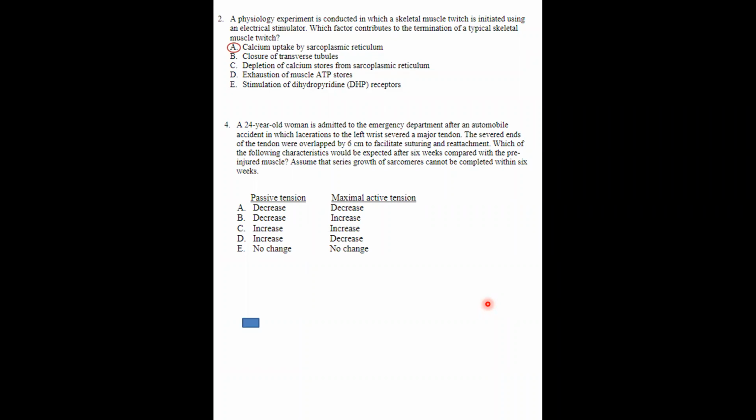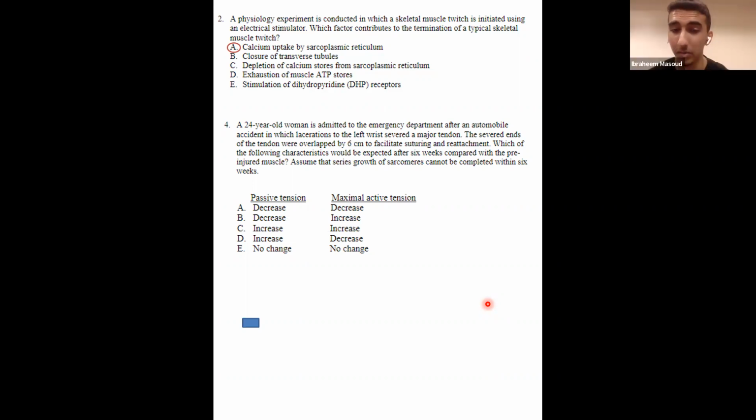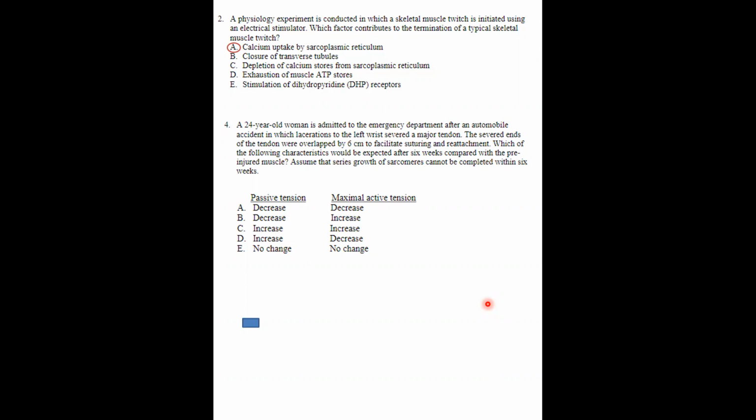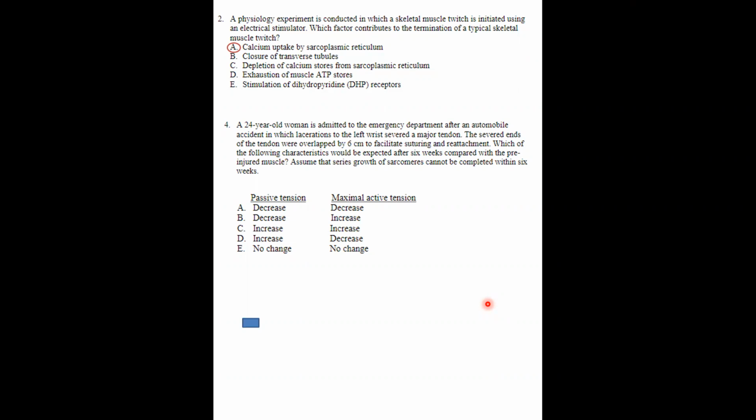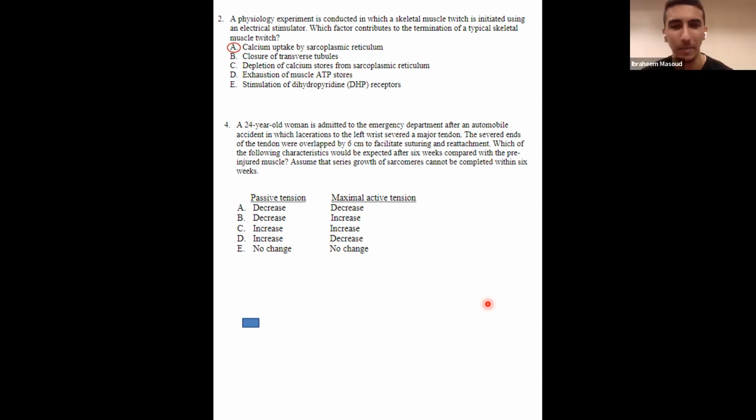It's overlapped by 6 centimeters to facilitate the suturing, which means the myosin and actin are all attached to each other. You understand it, but the way to say it is that it's stretched. When it's more stretched, as we agreed, what happened to maximal active tension? Decreases. Yes, that's amazing.